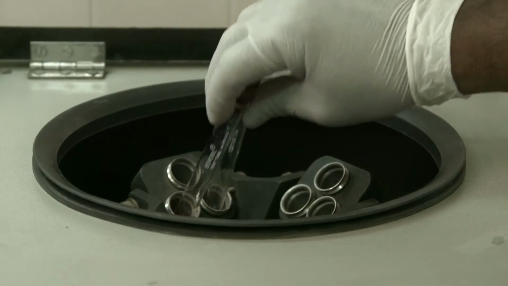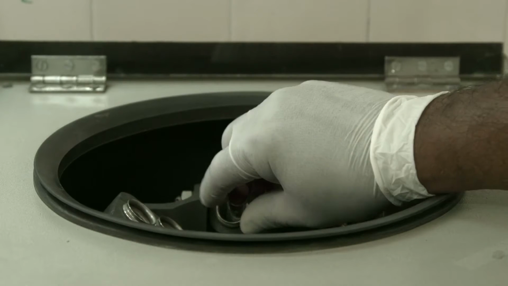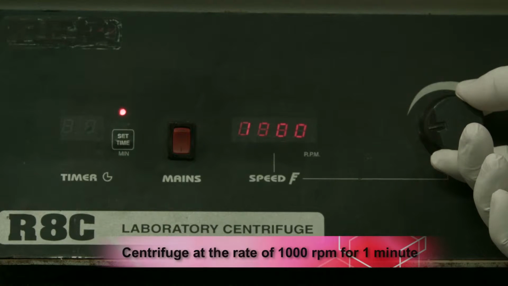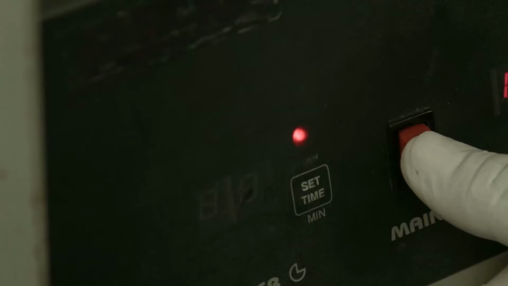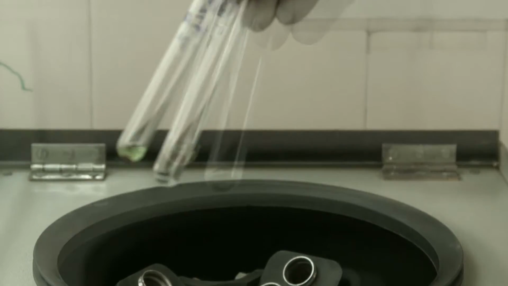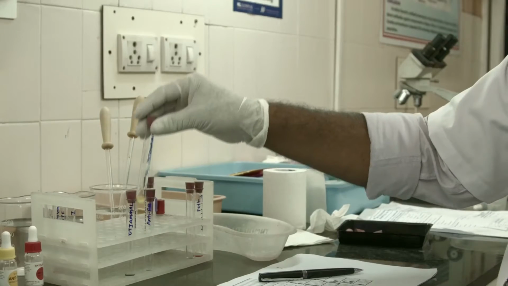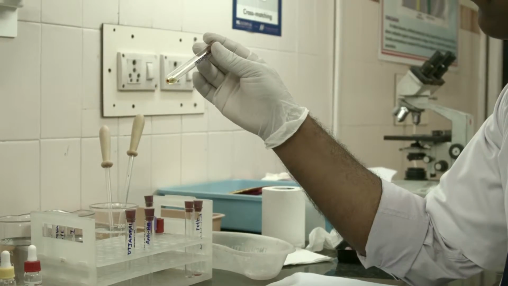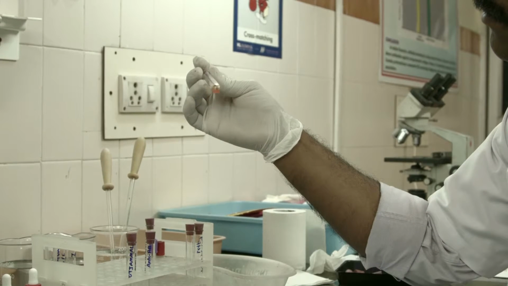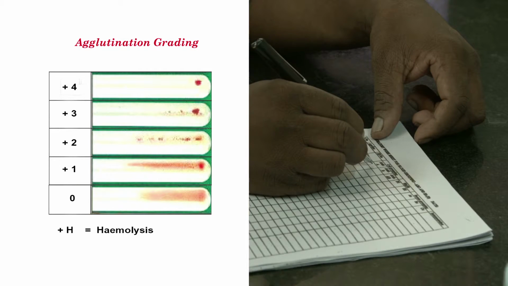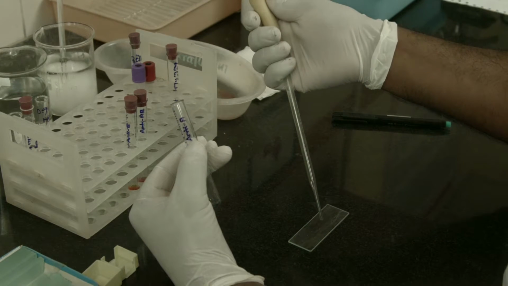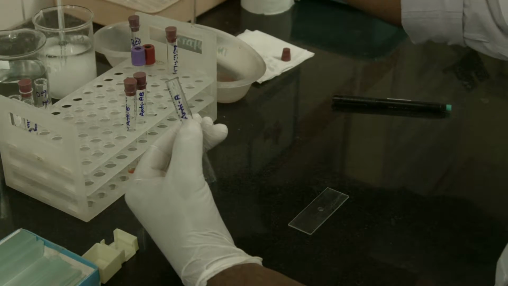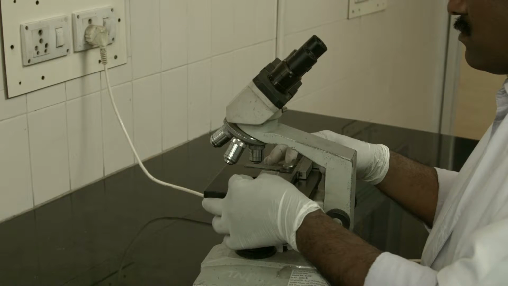After 5 to 10 minutes, centrifuge the test tubes at the rate of 1000 rpm for 1 minute. Observe for agglutination or hemolysis against a well-lit background. Record the results immediately. When the results are negative, confirm the results with a microscope.